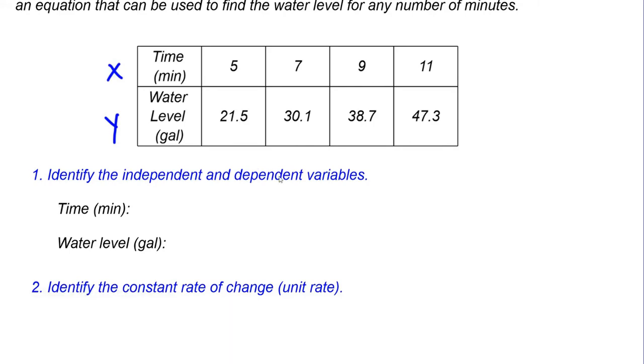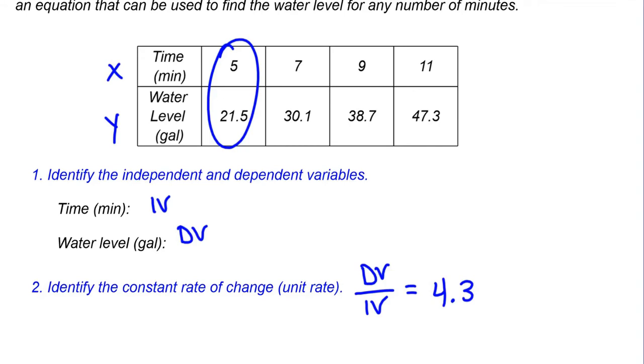So the time is our independent variable, water level is the dependent variable. What's the constant rate of change? That is our dependent variable divided by the independent variable. So if you take 21.5 divided by 5, I'll just take that first one there, that's going to give us 4.3 gallons per minute. So this pool is being filled at 4.3 gallons per minute.